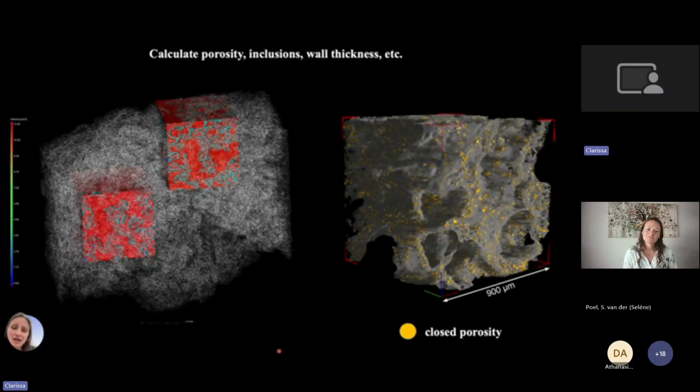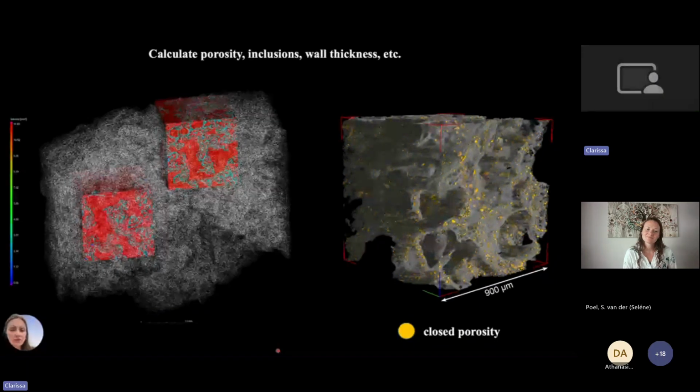I'm still learning myself. It's a steep learning curve, but once you get it, it's really fun because you can see so many things, and I really enjoy it. I can spend hours working on these 3D images.